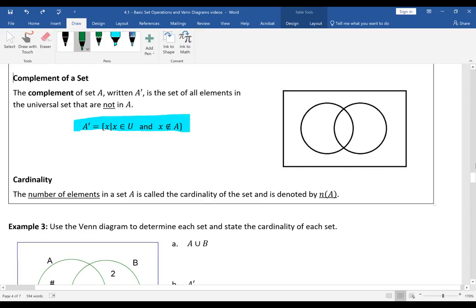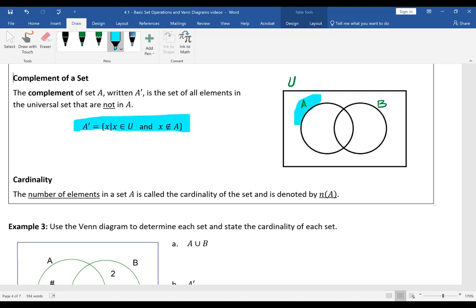First, let's denote the sets. The rectangle represents the universal set U. The first circle is going to be set A. The second circle is going to be set B. Think of the complement of set A as everything in U except set A. So I'm going to start marking everything in U except set A. So I'm going to go around set A and marking everything.